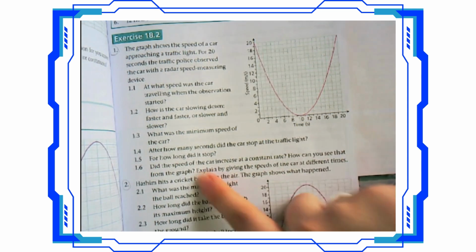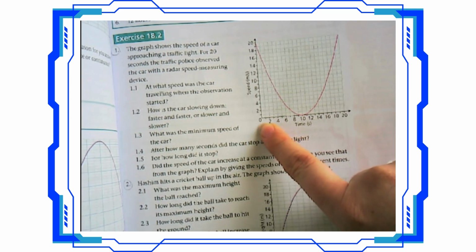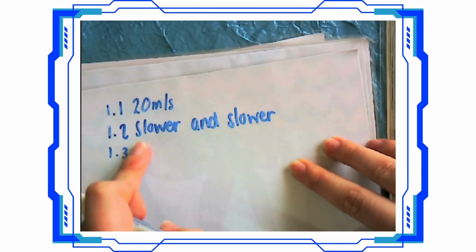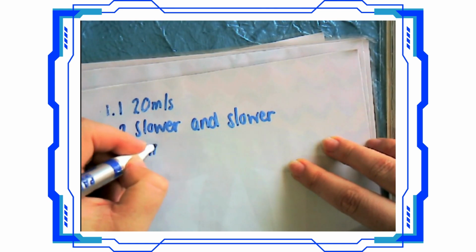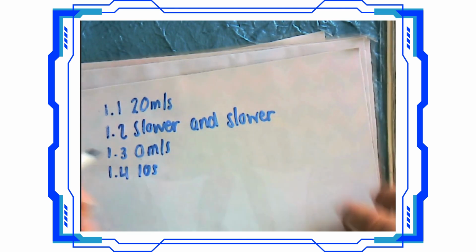Oh, sorry. For 1.3, they asked the minimum speed. So if the time is 10 seconds, what's the speed? It is 0. So let's just quickly fix that. So that one is 0 meters per second. And 1.4 is 10 seconds. Okay.